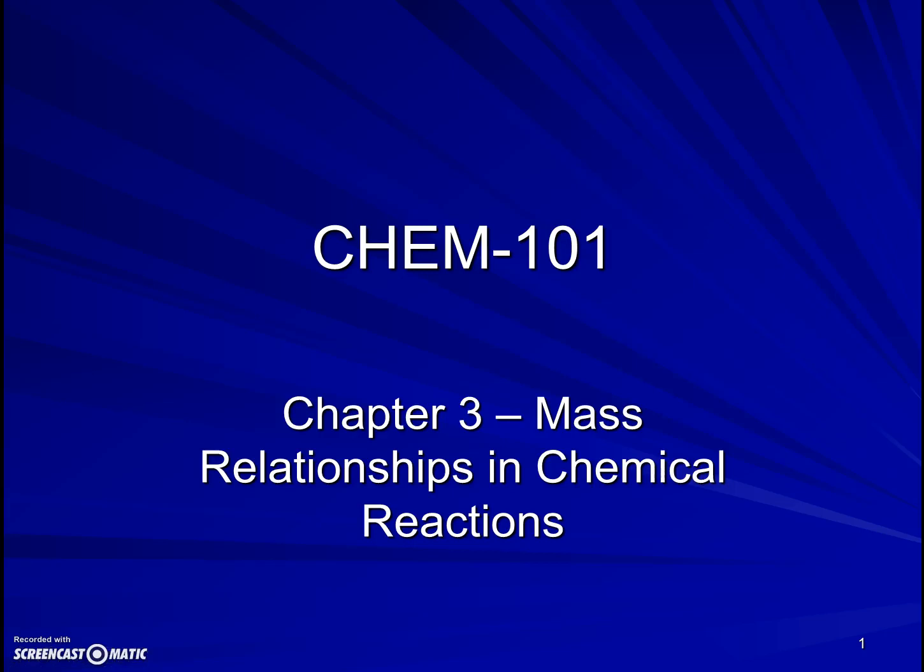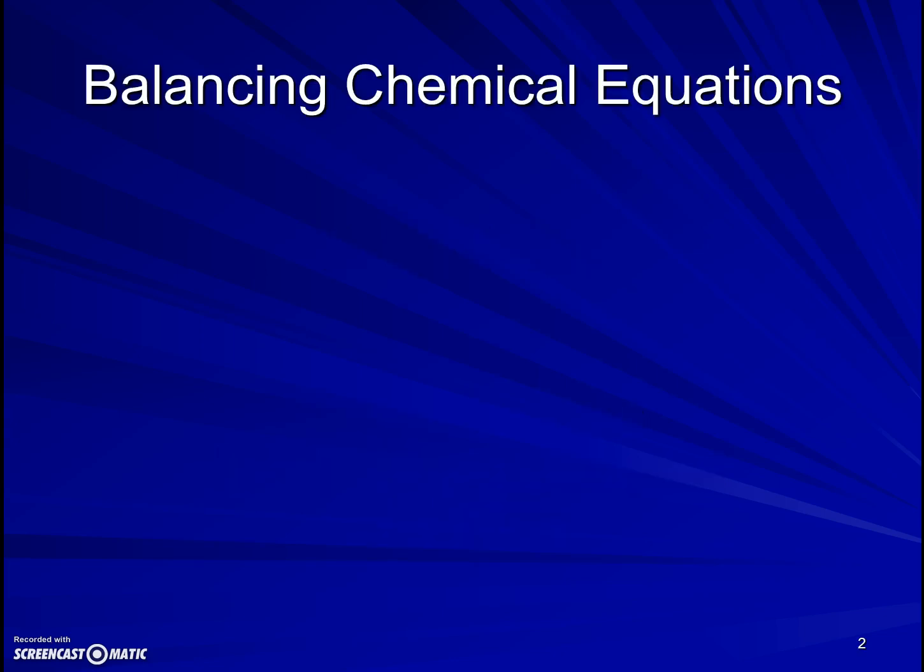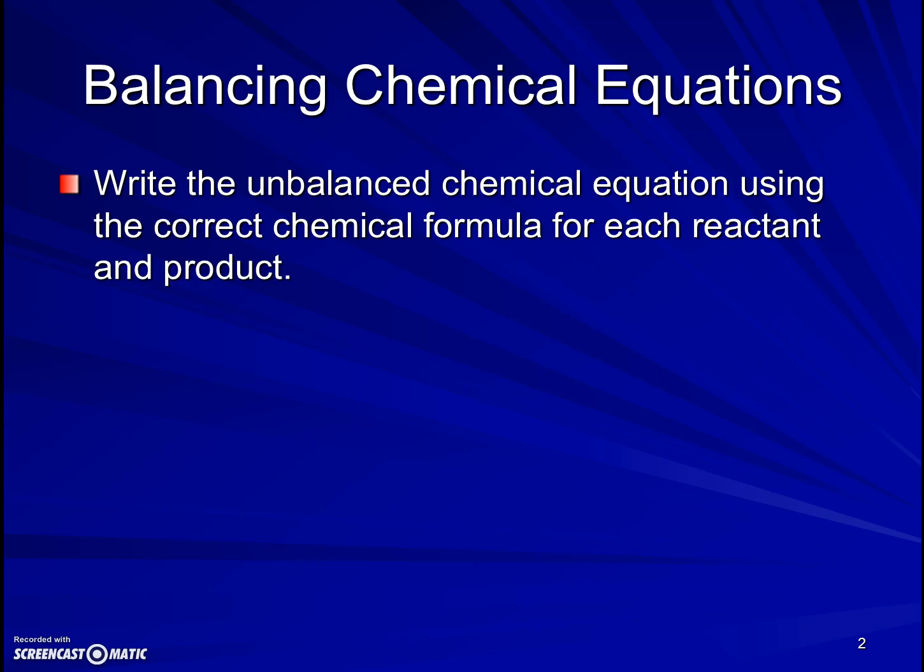Chapter 3 in our Chem 101 course deals with mass relationships in chemical reactions. This is, if you've taken previous chemistry courses in high school or college, what many of you probably called stoichiometry. We want to begin our talks about mathematics and chemistry and about stoichiometry by talking about chemical equations.